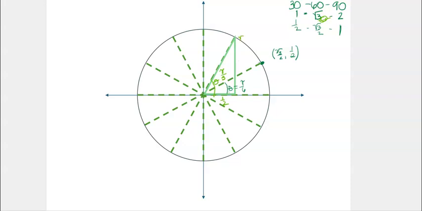Whoops, that's in a bad place. Let's see if I can redo that there. Which would be the square root of 3 over 2. And then my radius is 1.